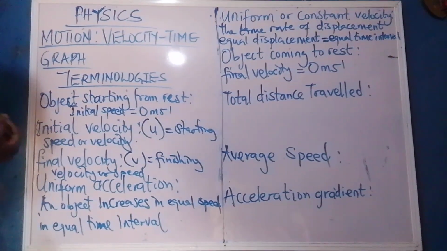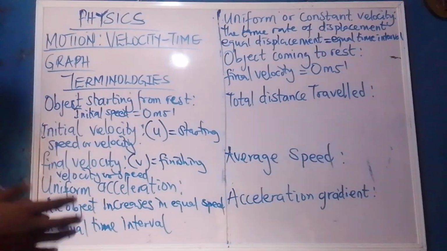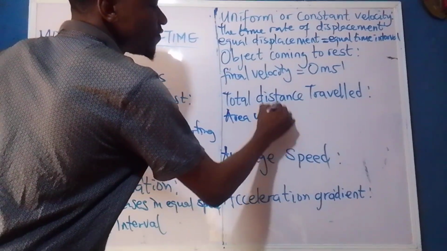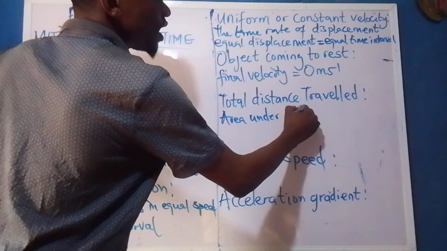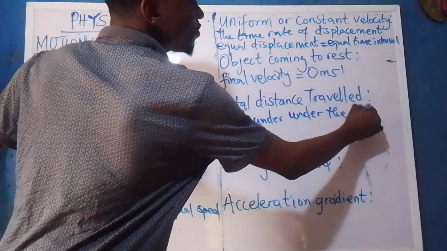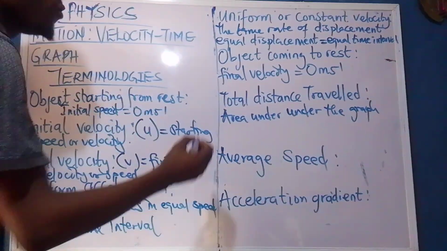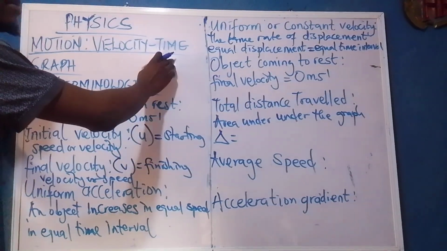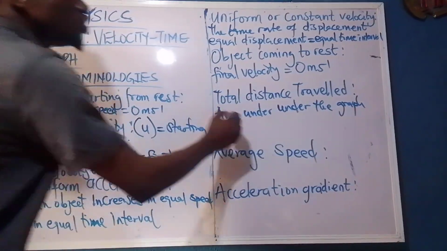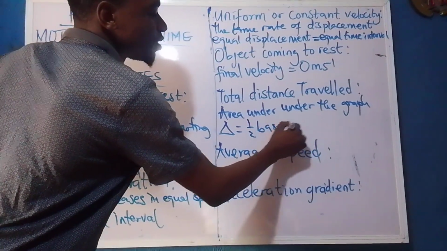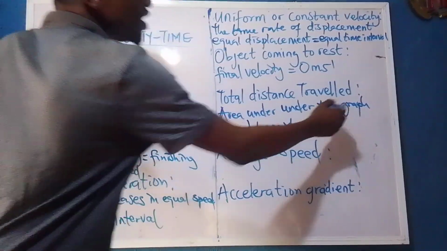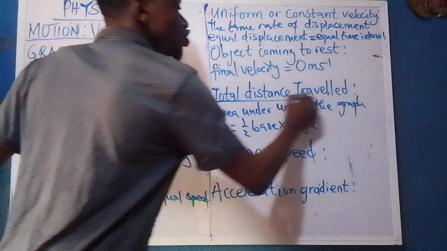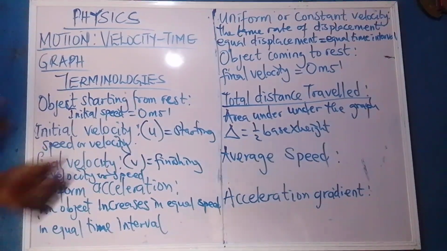Another one is total distance travelled. When you are being asked to find total distance travelled in a velocity time graph, we are concerned with the area under the graph. The area under the graph is our total distance travelled. So in other words, if we have a triangle in the velocity time graph, we are going to use the formula for a triangle, which is half base times height. The answer we get from calculating the area of the triangle will serve as the total distance travelled by the object during the motion.